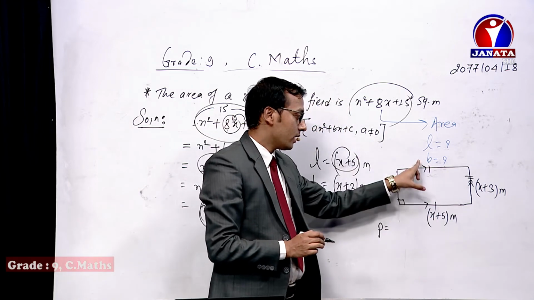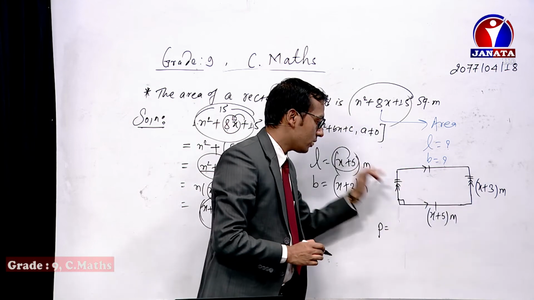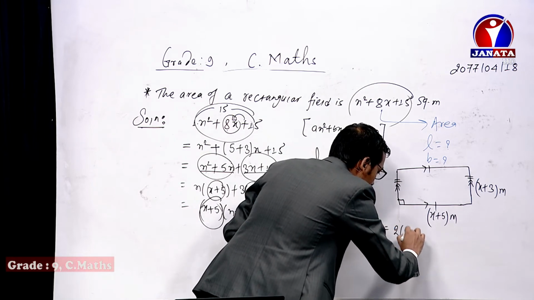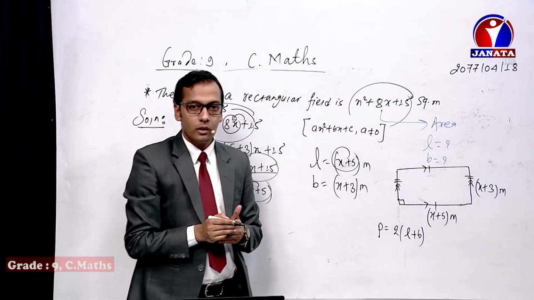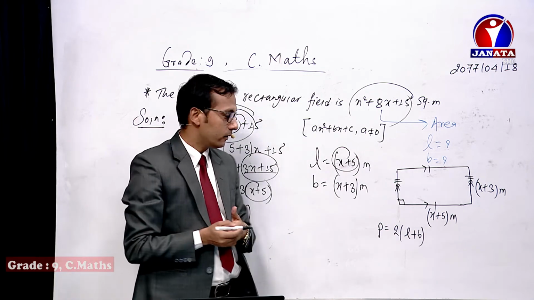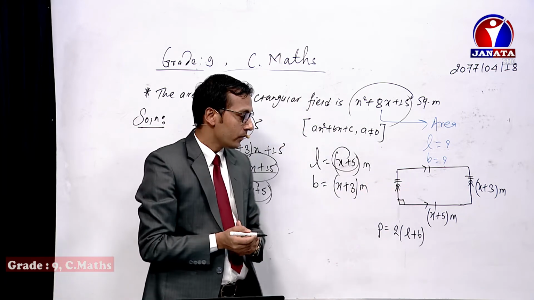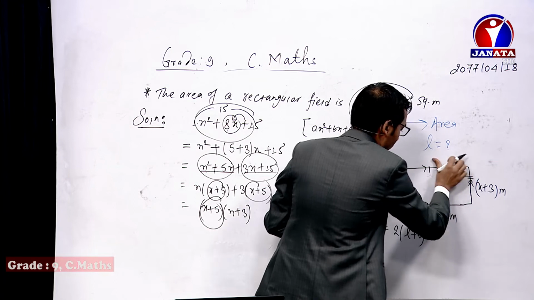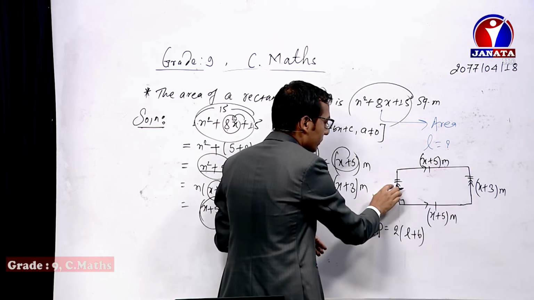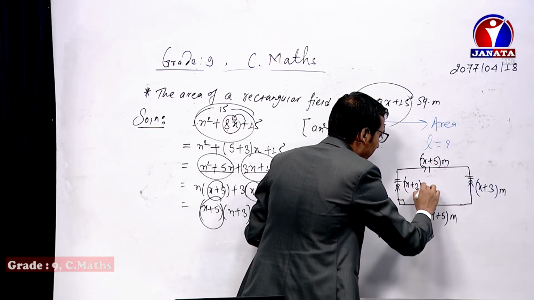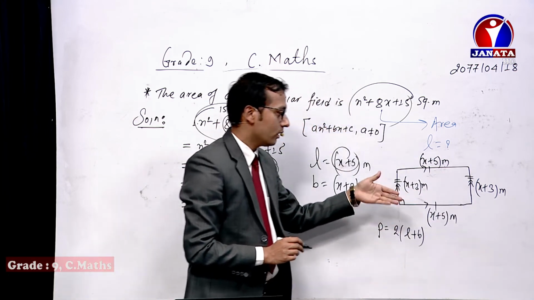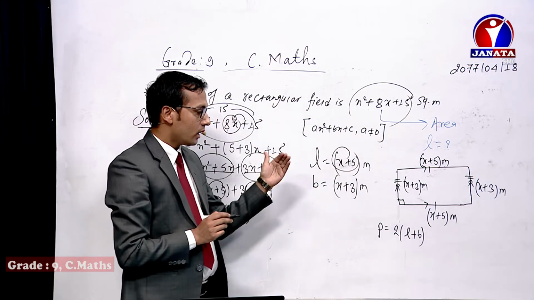So x plus 5, this also x plus 5, x plus 3, this also x plus 3. Or we can directly use the formula twice (L plus B). This is the formula to find the perimeter of a rectangular field or rectangle. Or simply we can add: the length is x plus 5 meter, and the other side is x plus 3 meter. So twice the length plus breadth is the perimeter of this rectangular field.